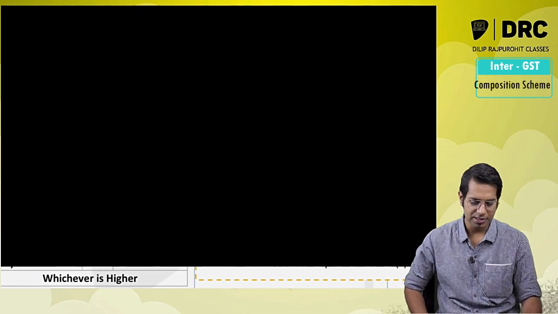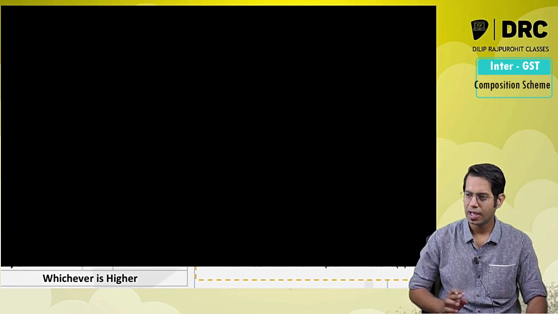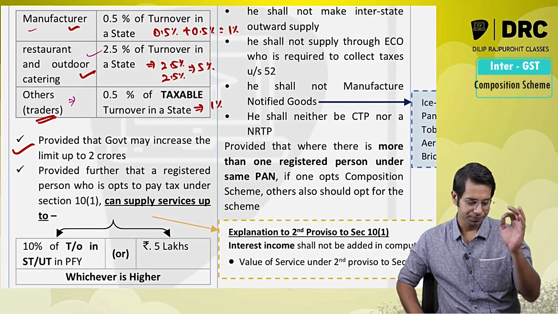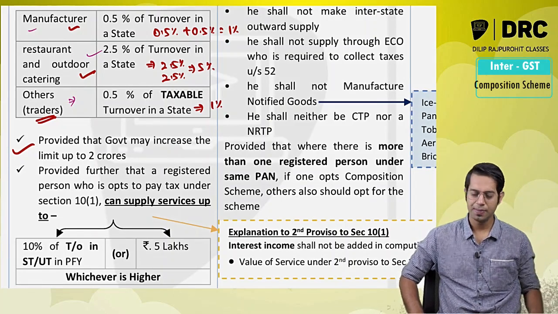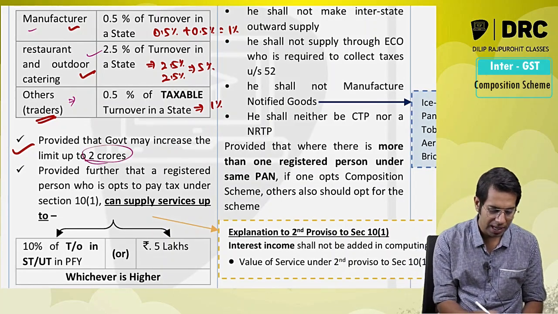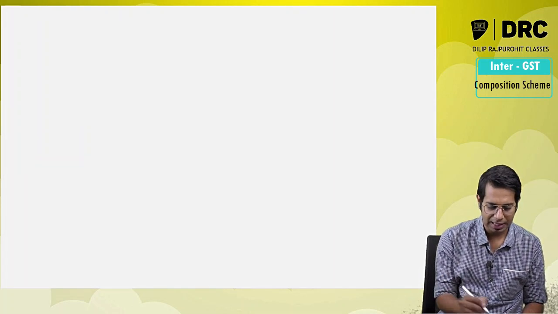That limit can be increased up to what amount, sir? This limit which we have, that limit can be increased up to 2 crore rupees, provided further that a registered person who is opting to pay tax under section 10 may also supply services.